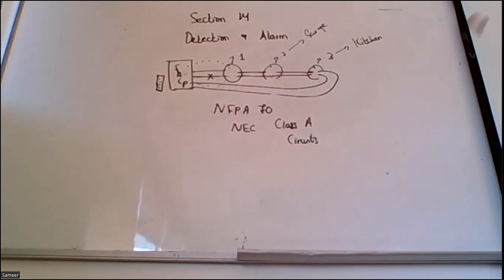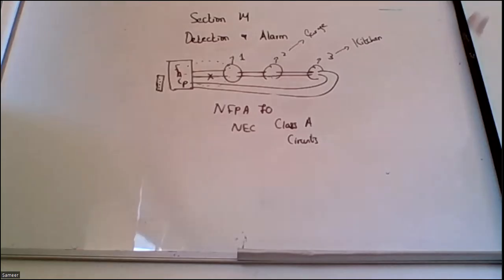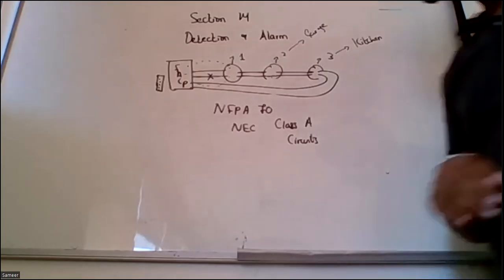So the concept of initiating device circuits includes all our devices. Wherever I have my initiating devices, my smoke detectors, heat detectors, radiant detectors, they all are initiating device circuits. And anywhere I have a communication buildup with the control panel, those are my signaling line circuits.